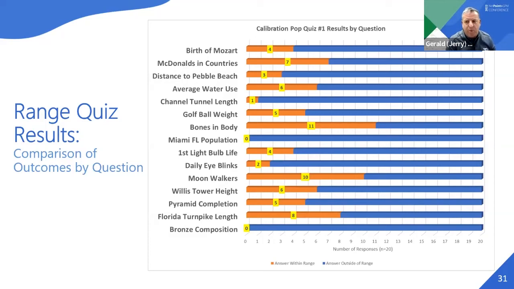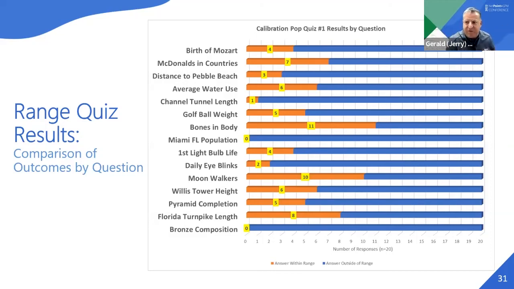There's a lot more blue here than orange, meaning the orange is that they were successful in defining the range, and in many cases they were not. Okay. It's interesting, questions like the composition of bronze and the population of Miami, Florida, they didn't have any correct answers. One of the ones that struck me a little interesting is only one student got this right, is what's the length of the Channel Tunnel that connects the UK to France?